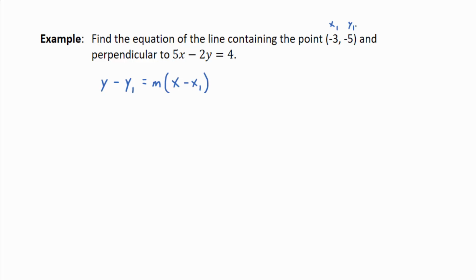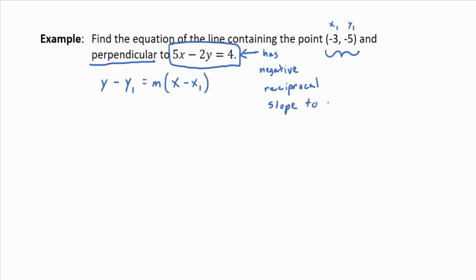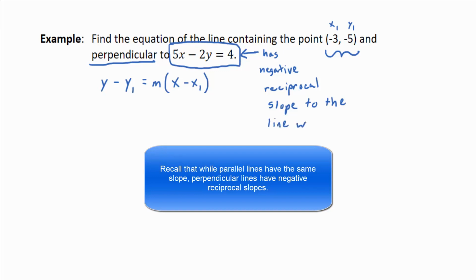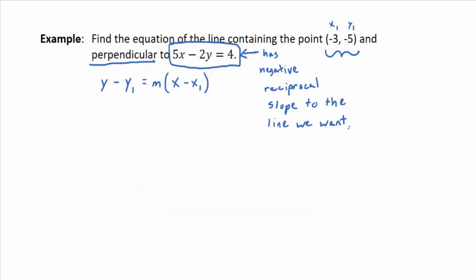Okay, well, the only other thing I have is another line. This line. And I know I want my line that contains this point to be perpendicular to this line. Does that tell me something about the slope of my line? Not just the reciprocal? The negative reciprocal. So the line that I pointed at has negative reciprocal slope to the line we want. So if I could just find the slope of the given line, take its negative reciprocal, I'll have the slope of my line that I'm looking for. Does that make sense? So that's my plan for solving this problem.